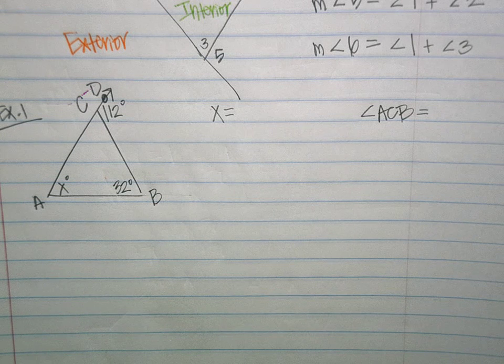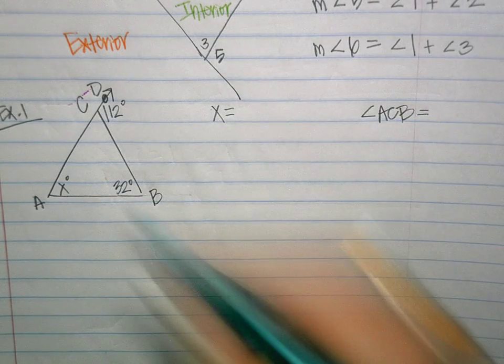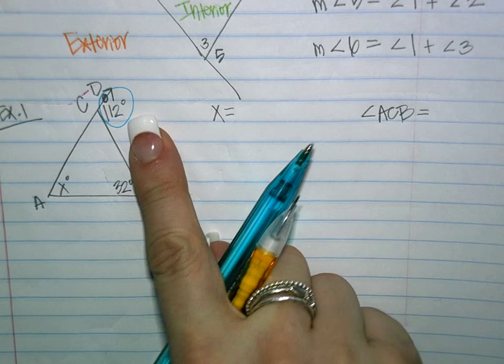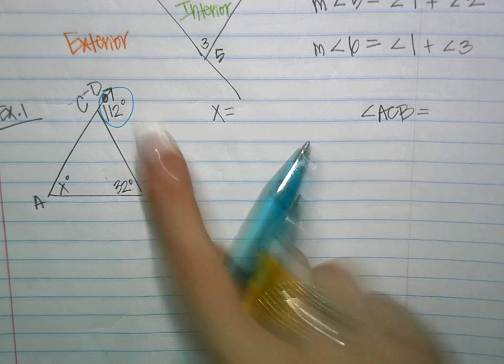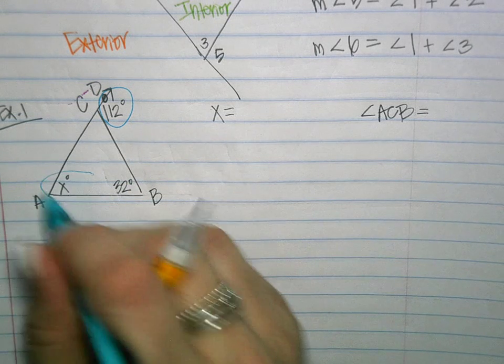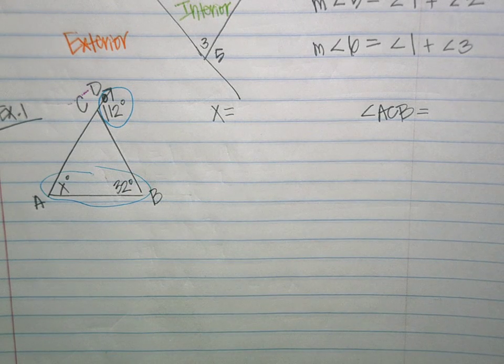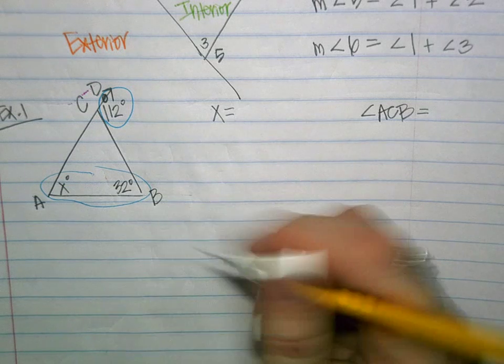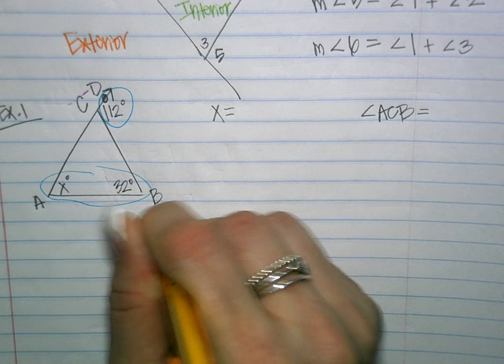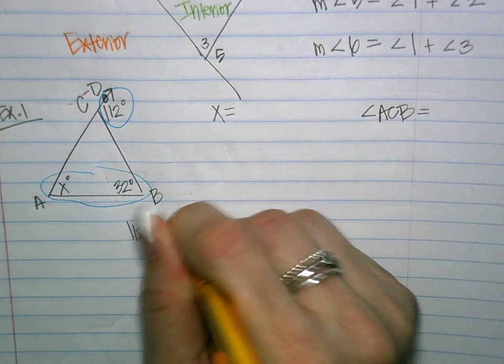32 plus 32 plus 112, minus 1? No, because that's no. This is it. Right, this is the outside one. So the exterior one is equal to what? 112. Oh. Hold on. These two added together. Right. So, hold on. So, 112 is equal to X plus 32.